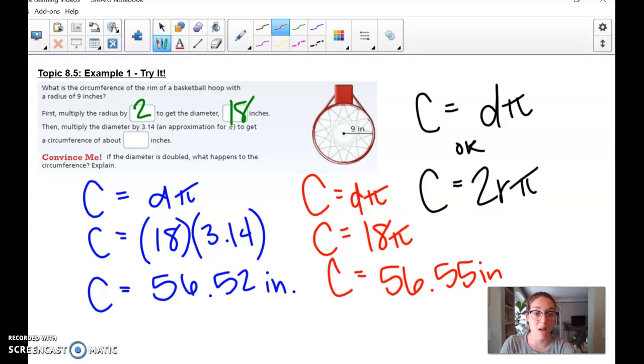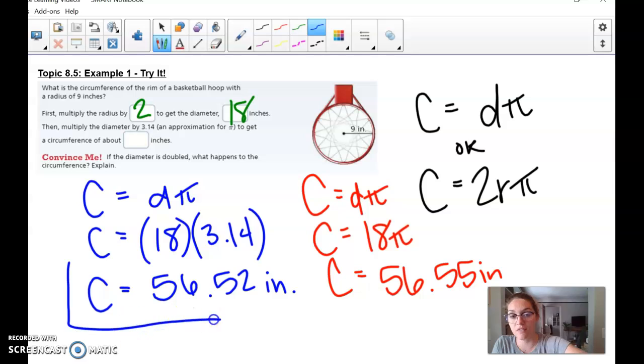So you want to use the pi button in your calculator as often as possible, this one right here, okay? But for this problem, because it's specified to use 3.14, 56.52 inches is just fine.